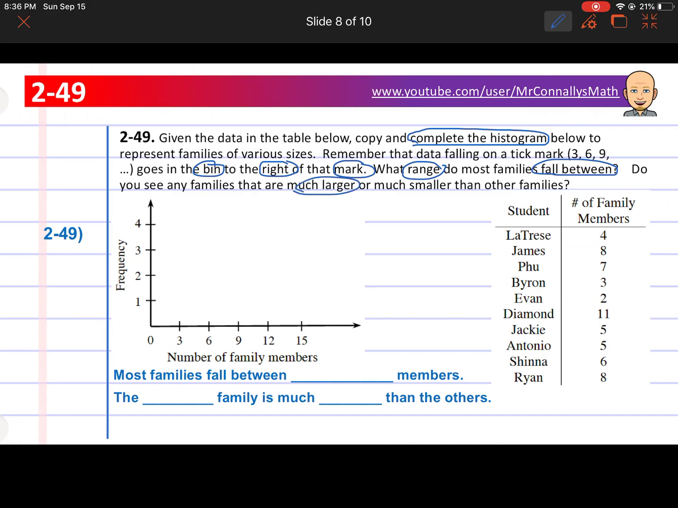And are any that are much larger and much smaller. Alright, so let's start by getting this together. I'll get you started and then you can use the sentence frames down here to answer the questions.